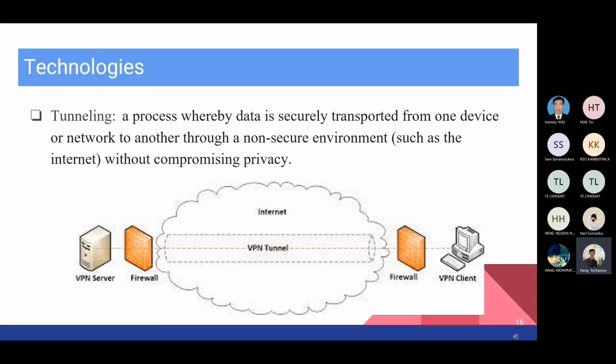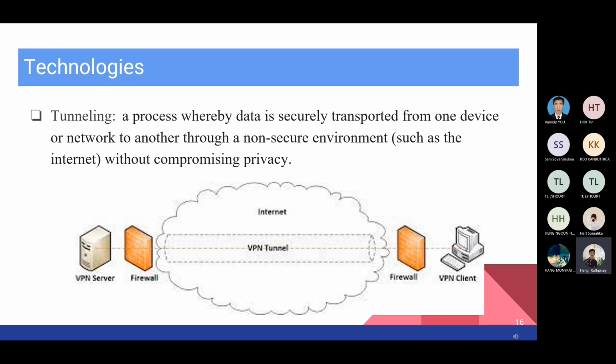Let's move to the third technology, tunneling. Tunneling is a process of encrypting data and keeping it separate from other traffic on the internet. It protects the data, keeping it secret, and preserves the integrity of messages as they travel over the public network.